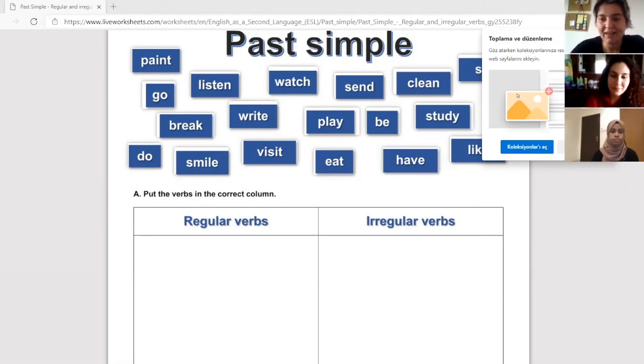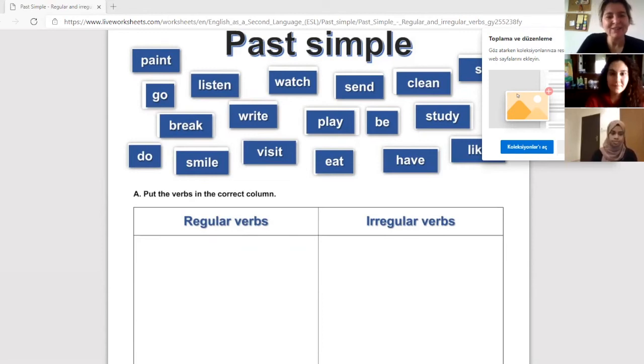Do. Regular or irregular? Is it regular? Aysu, do you agree with your friend? I think it is irregular. Can you explain why it's irregular? Because its past form is did, I think. Yeah. Alicia, is it okay? Yes. So did, irregular. Okay.